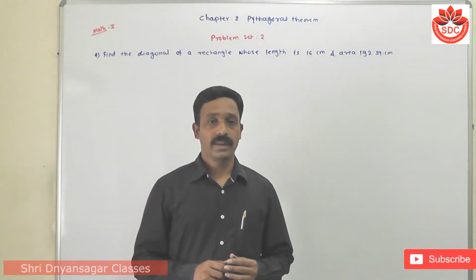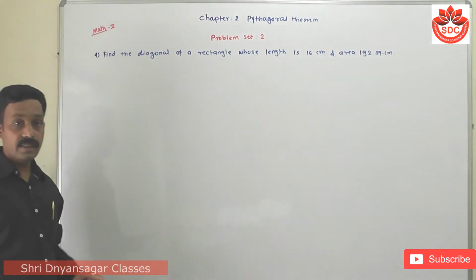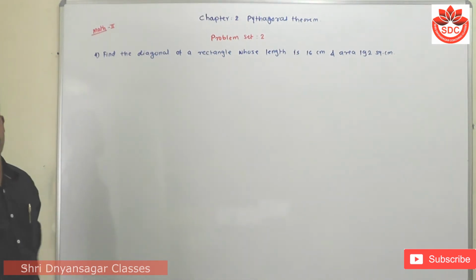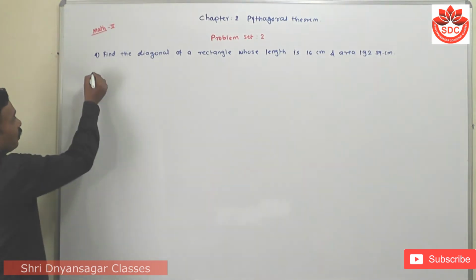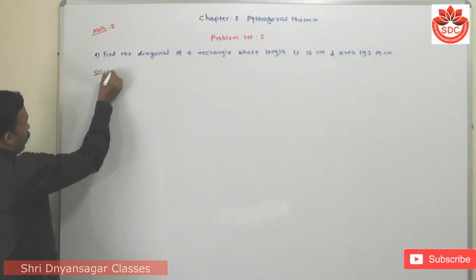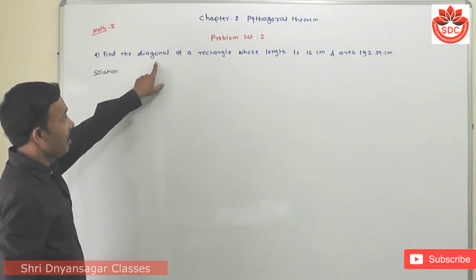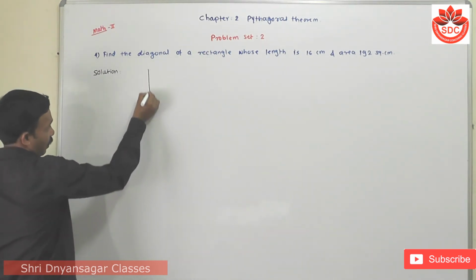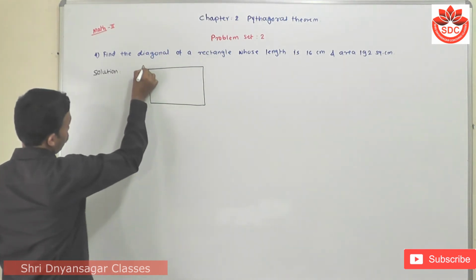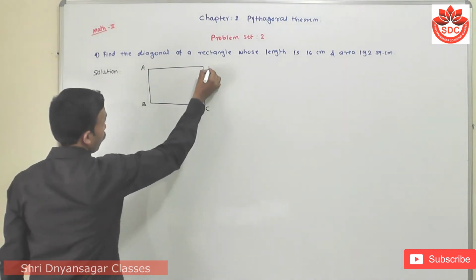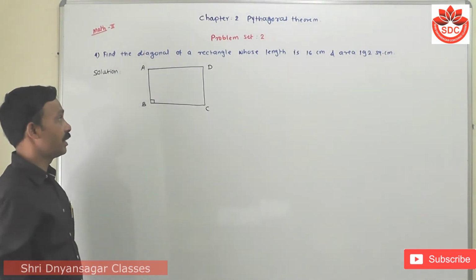The next question is, find the diagonal of the rectangle whose length is 16 centimeter and area is 192 square centimeter. Now its solution. We have to find the diagonal of the rectangle. So I have drawn a rectangle. Suppose that this rectangle is ABCD. We know that in the property of a rectangle, each angle is a right angle. I have to show you angle B is a right angle.